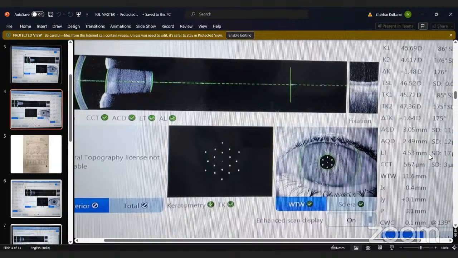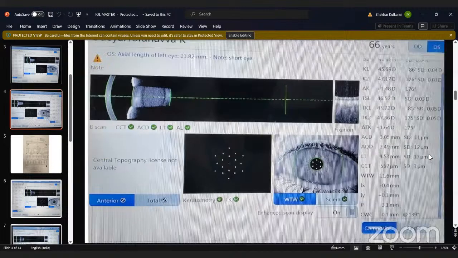Sorry. Keratometry values shouldn't differ by more than 1 diopter or 0.2 millimeters. Sorry, 0.2 millimeters. Or the axial length measurement shouldn't differ by more than 0.3 millimeters. 0.3 or 0.2.